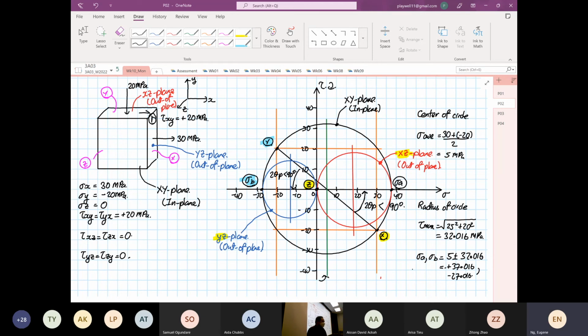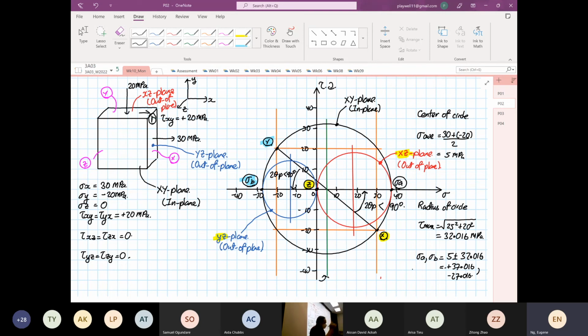And I'll let you guys copy first. And you realize that it is not that difficult to draw, yes or no? The most difficult part is your 2D Mohr circle. From 2D to construct 3D is so straightforward.